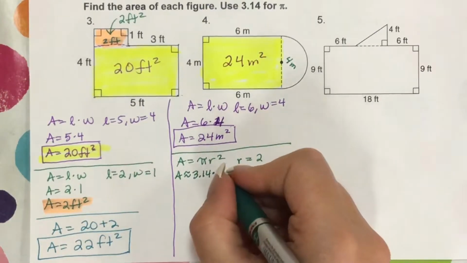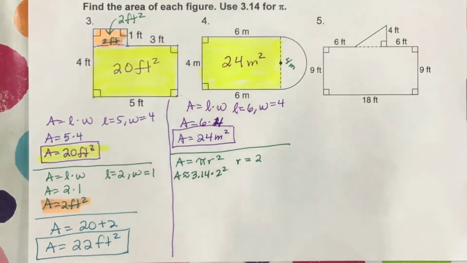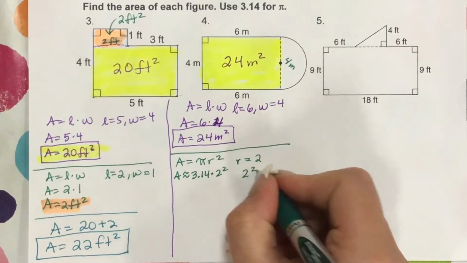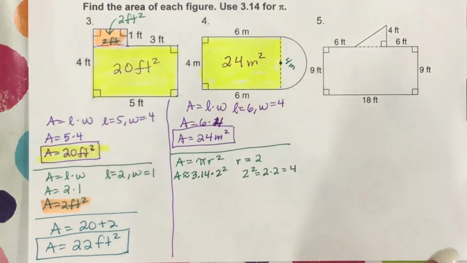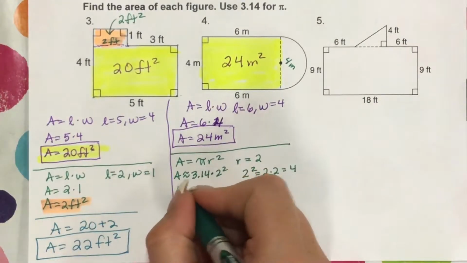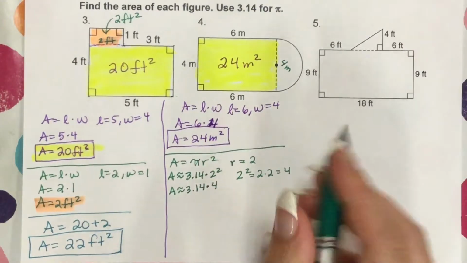And then our radius is going to be 2 squared. So notice that when we have multiplication and exponents, order of operations states we have to do the exponents first. And so 2 squared is the same thing as 2 times 2, which is 4. So I'm going to substitute 4 in for 2 squared, and I get area is approximately 3.14 times 4.